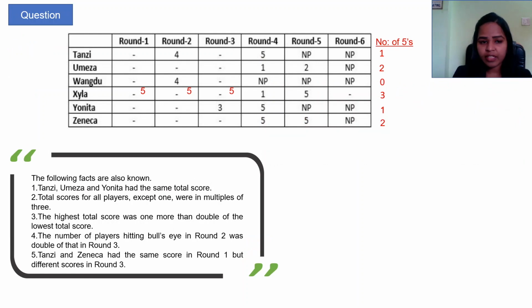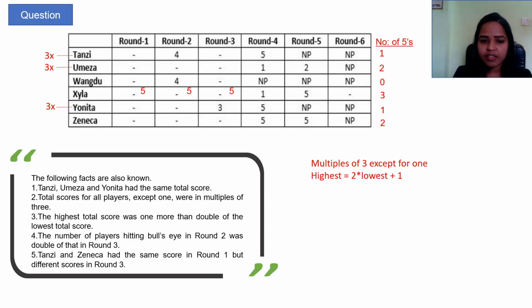Let us look at some more facts given in the question. T, U and Y had the same total score. Total scores for all the players except one were in multiples of 3. So definitely T, U and Y should be multiples of 3, because there is only one where the total score is not a multiple of 3. The highest score was 1 more than the double of the lowest score. So highest score is equal to 2 into lowest score plus 1. From here we can clearly understand the highest score is an odd number. Just keep this in mind.